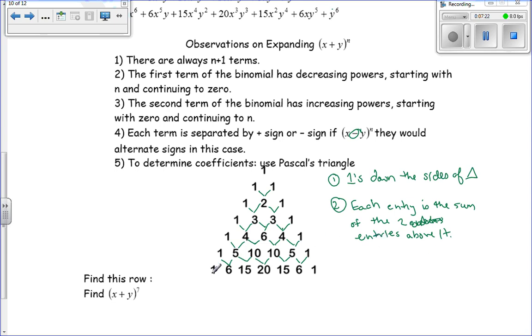Okay? So next, I want to find the next row. I always start with 1 on the outside. 1 plus 6 is 7. 6 plus 15 is 21. 15 plus 20 is 35. 20 plus 15 is 35. 15 plus 6 is 21. And 1 plus 6 is 7. And then we have to end with a 1. So that's the next row.